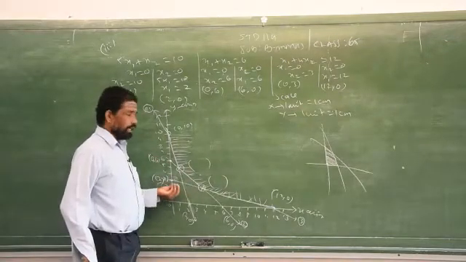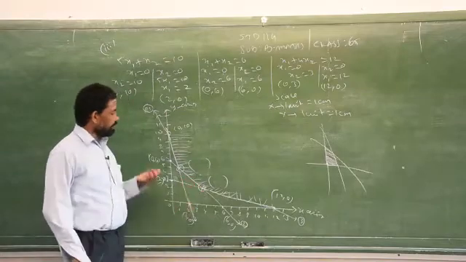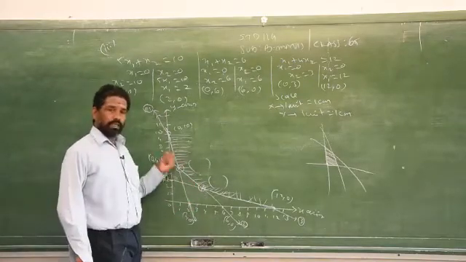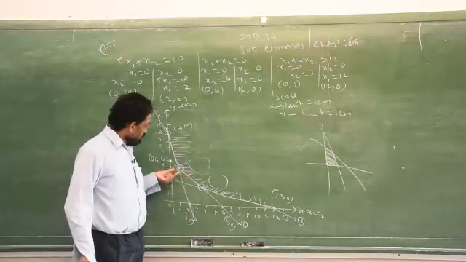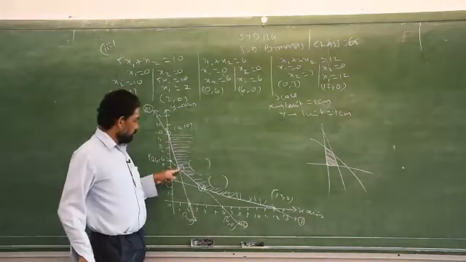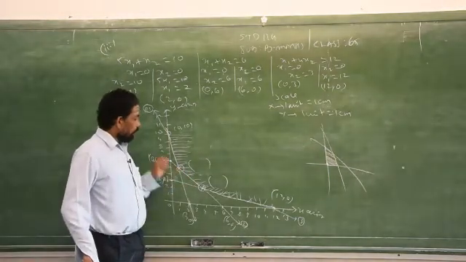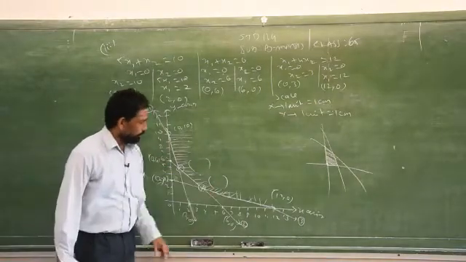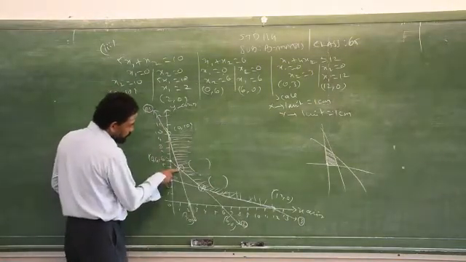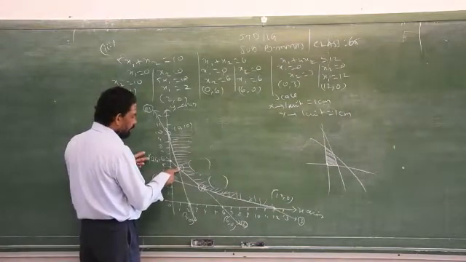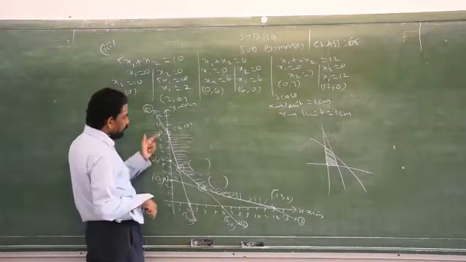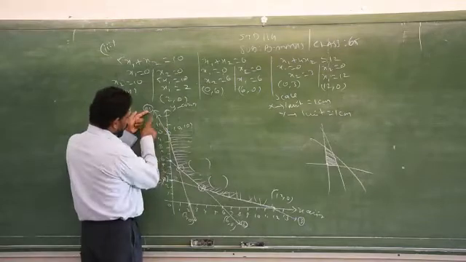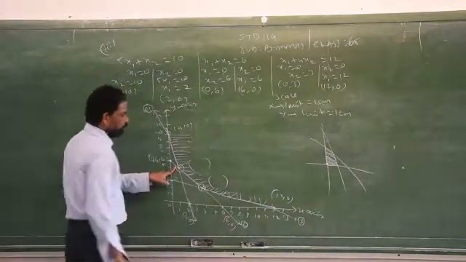But here I did not use the graph sheet, so I can find out the intersecting points of these two without using the graph sheet. How do you find out? That's what I mentioned, equation number 1, 2, 3. Clear? At this intersecting point, how many lines are intersecting? 2 lines. What are the 2 lines? Equation number 1 and equation number 2.